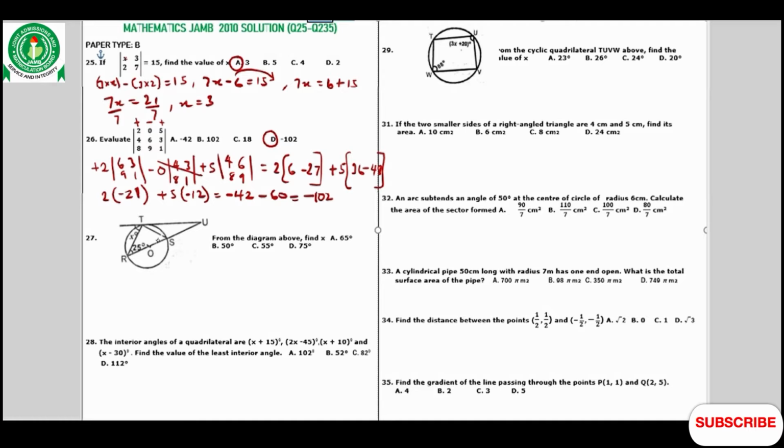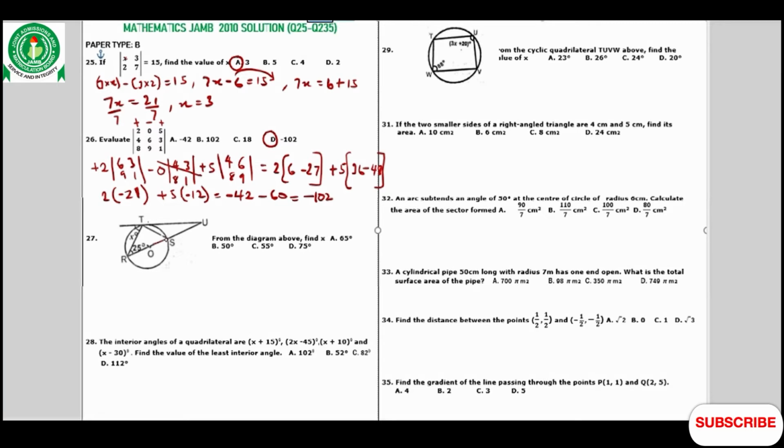Now the next question here is circle geometry. You can see now we have a tangent. This is called a tangent. The line that touches the circle is called a tangent. Now we have x here, and here we have a semicircle.